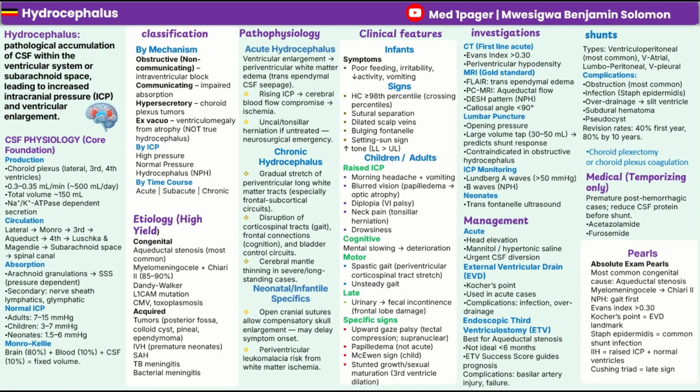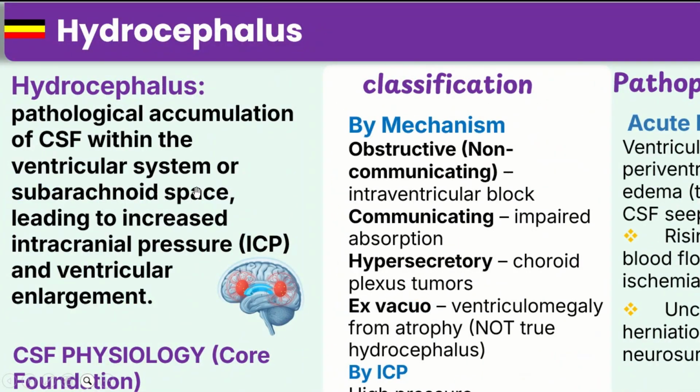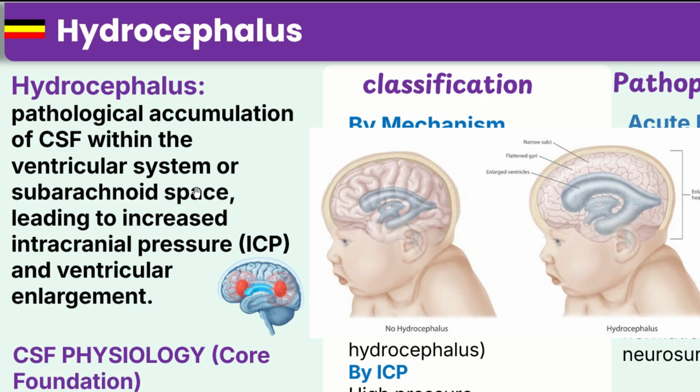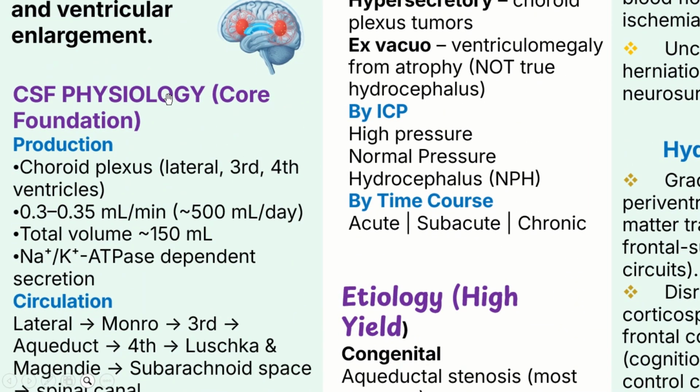about hydrocephalus. So when we look at hydrocephalus, this is a condition where we have a pathological accumulation of CSF within the ventricular system or the subarachnoid space. This is going to lead to increased intracranial pressure and ventricular enlargement. When you look at the physiology of CSF, it is very important for you to understand the balance of things and how critical this balance is.